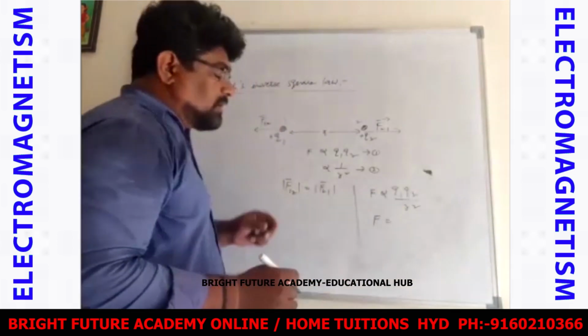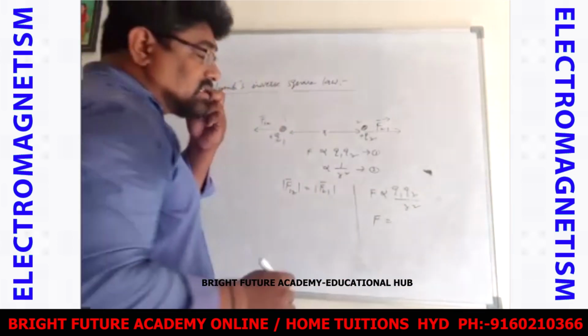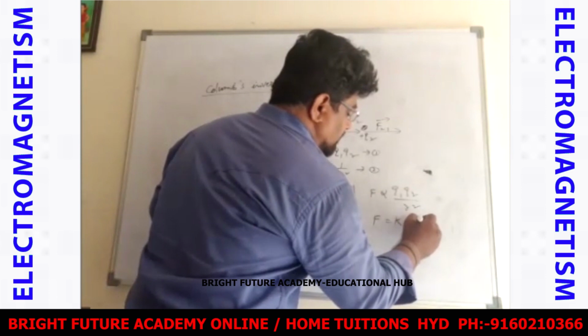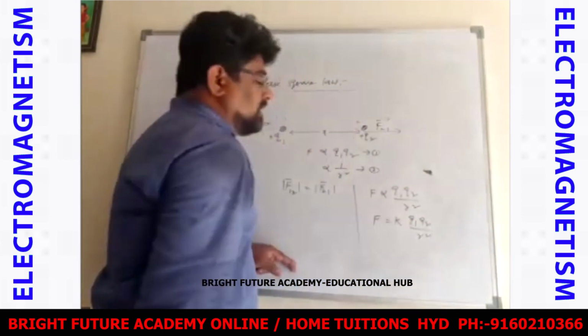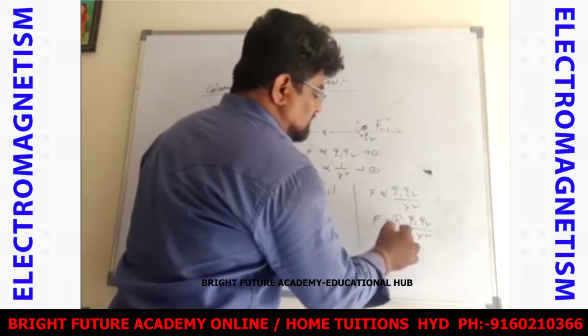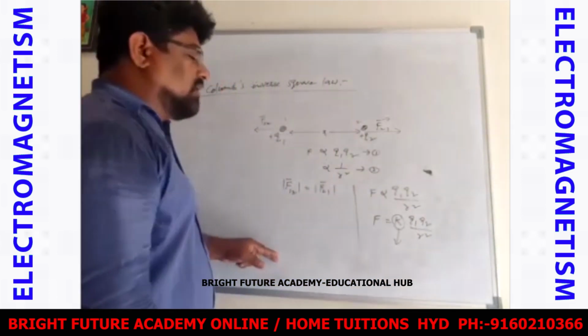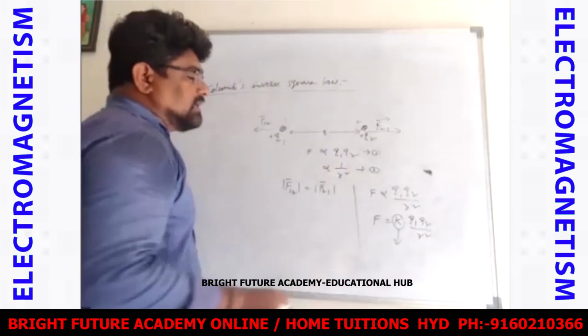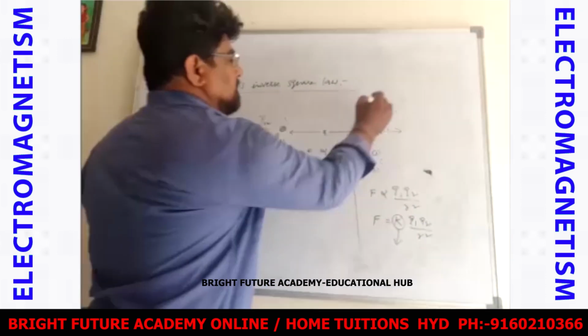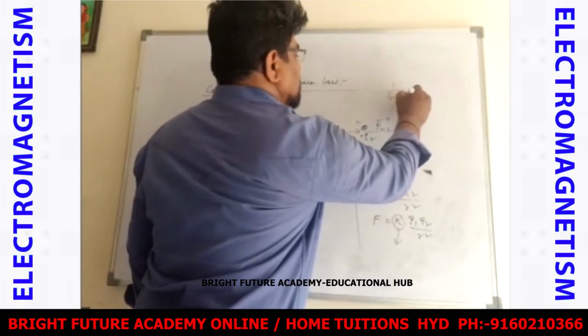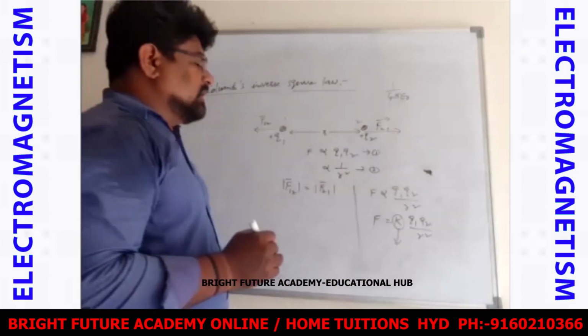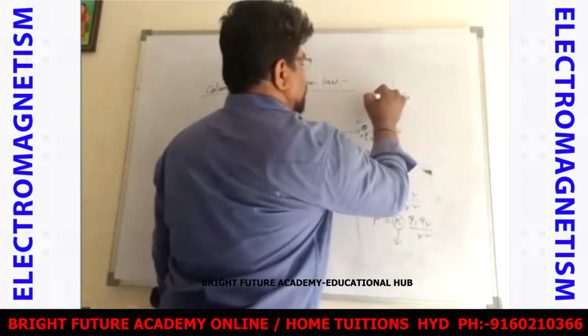If we remove the proportionality symbol, then we can take a constant. It can be taken as K. Then F equals K into Q1 Q2 by R square, where this K is known as the proportionality constant. And experimentally, the value of K is obtained as 1 by 4 pi epsilon naught. This is the value of K.